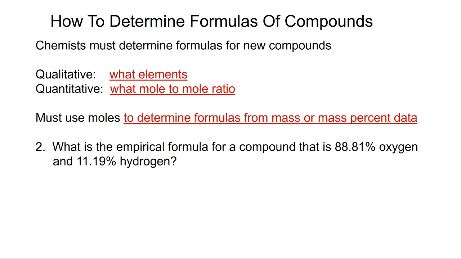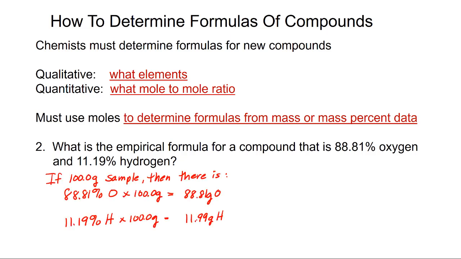Here's an example. The question is, what is the empirical formula for a compound that is 88.81% oxygen and 11.19% hydrogen? We can use the percent by mass to figure out the relative masses of each substance in this particular compound. We'll start by assuming a 100-gram theoretical sample size. Assuming the 100-gram sample size, we can see that there'd be 88.81 grams of oxygen and 11.19 grams of hydrogen.